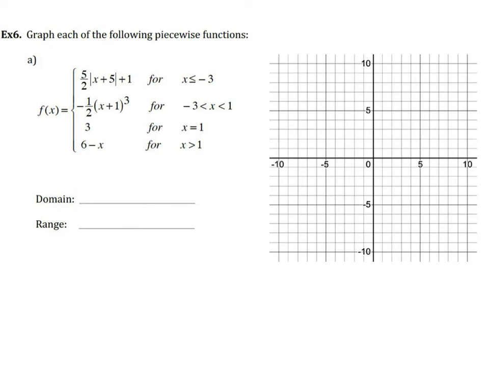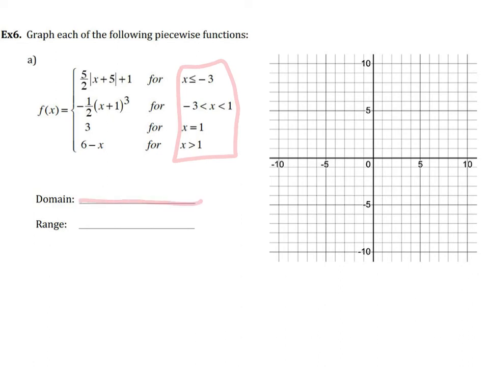All right, next question. This time we're giving you the different pieces. So 1, 2, 3, 4 different pieces to this piecewise function. You have to graph it over here. And then once you graph it, you can look at the domain and the range. Now the domain should be easy. You can already decide what your domain is based on this right here. So you could go ahead and fill that out.